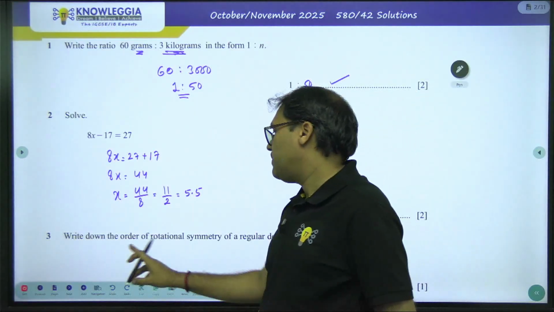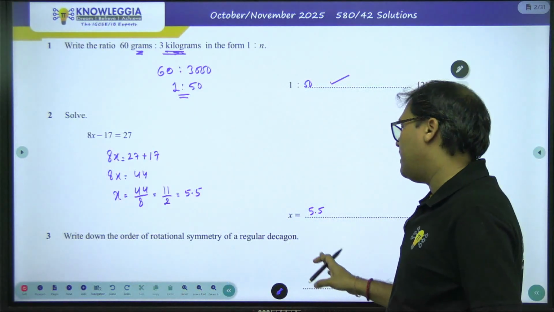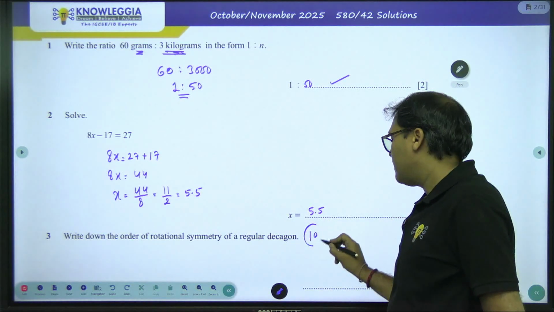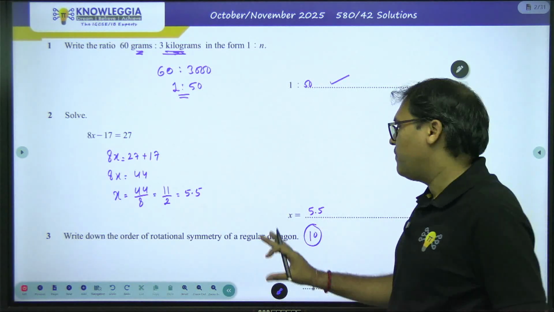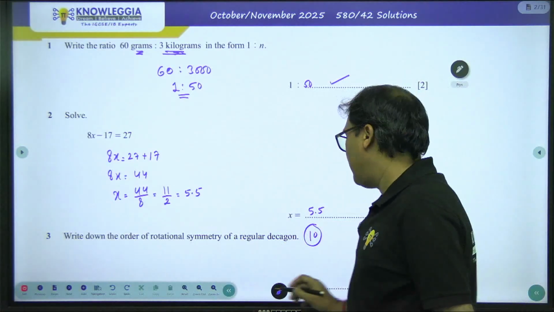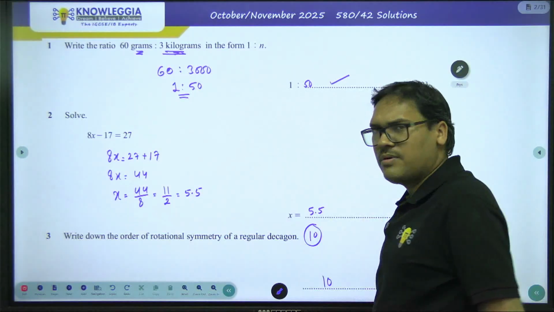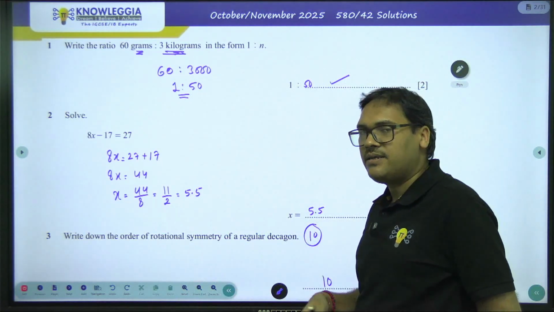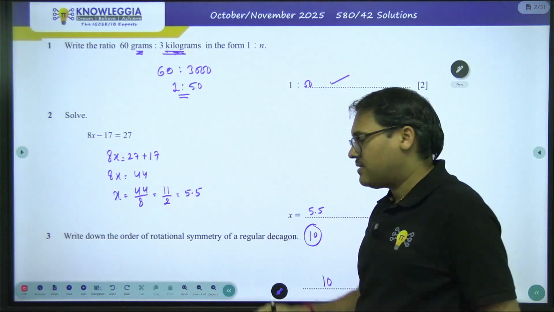Write down the order of rotational symmetry of a regular decagon. A decagon is a 10-sided figure. So if we have a regular 10-sided polygon, what is the rotational symmetry? It will be 10 only. Just remember, for an n-sided polygon with equal sides, the rotational symmetry is the same as the number of sides, that is 10.